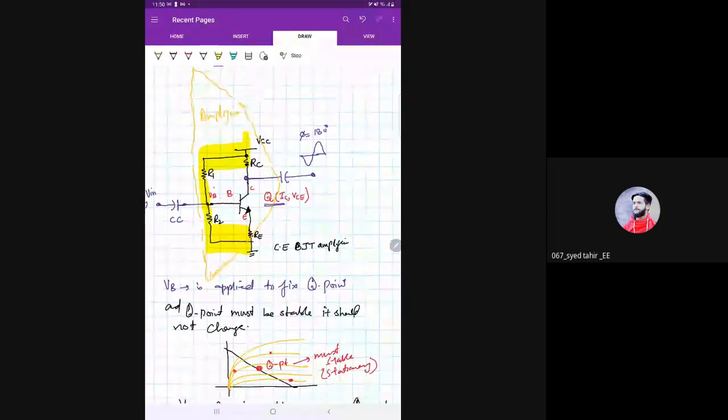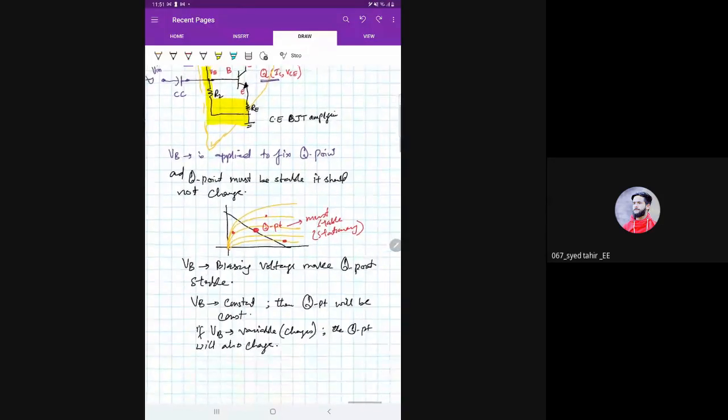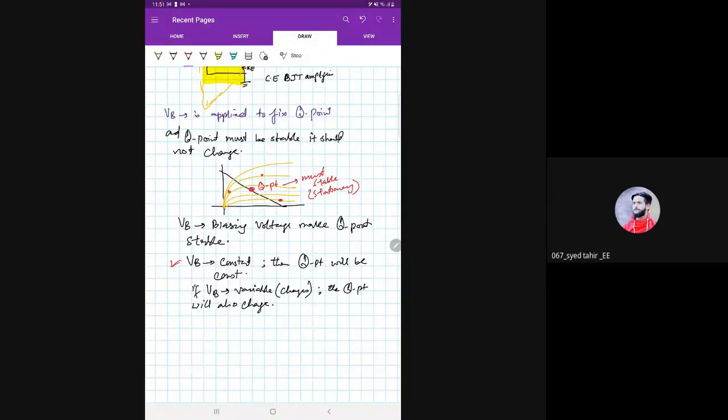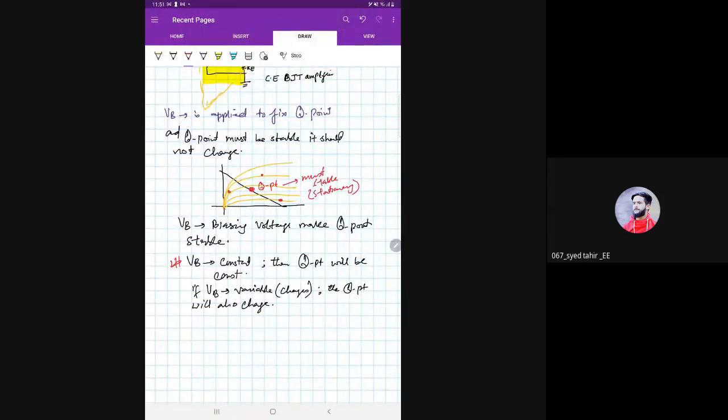In fixed bias configuration, we know that it is a voltage divider network. So VB will be constant. Why? Because VCC is constant. When VCC is constant, then VB will always be constant. And we want VB to be constant because Q point has to be constant. If VB does not remain constant, if VB changes, then Q point will also change.